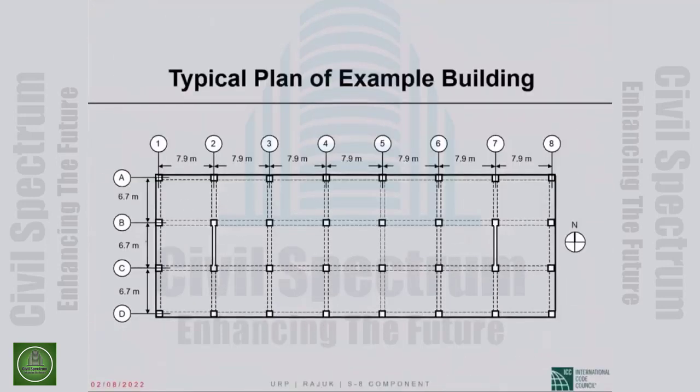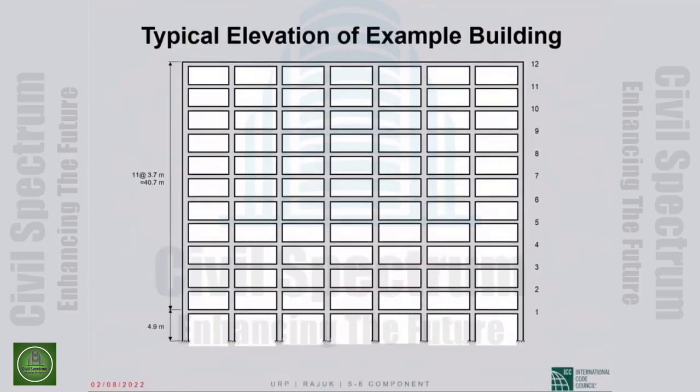What does it mean? So this is an example of a pretty regular building, 7.9 meters spans in one direction, 6.7 the span in the other direction. This is the elevation. The bottom story is 4.9 meters, the others are 3.7. There are 12 stories, 11 at 3.7 and 1 at 4.9.